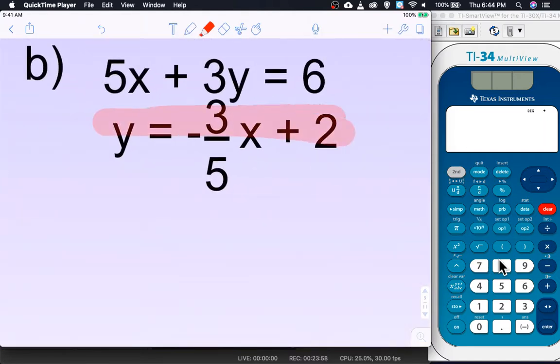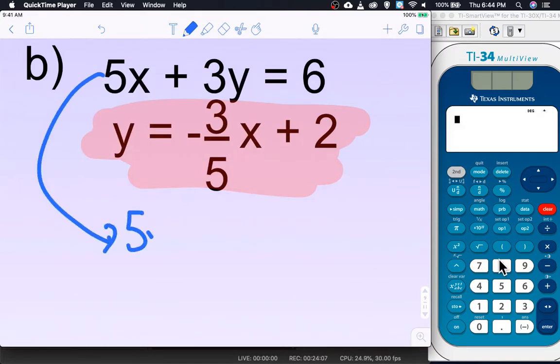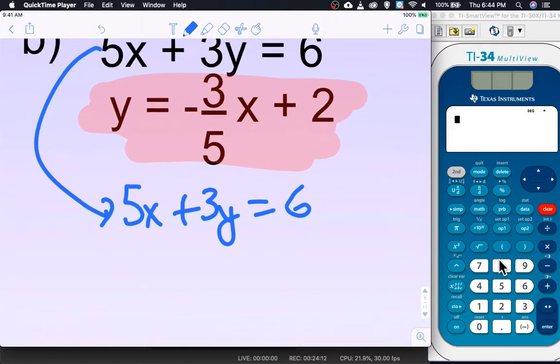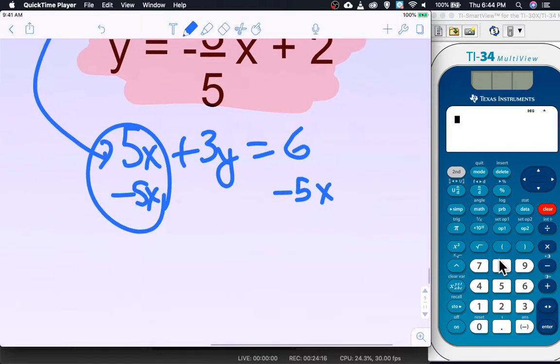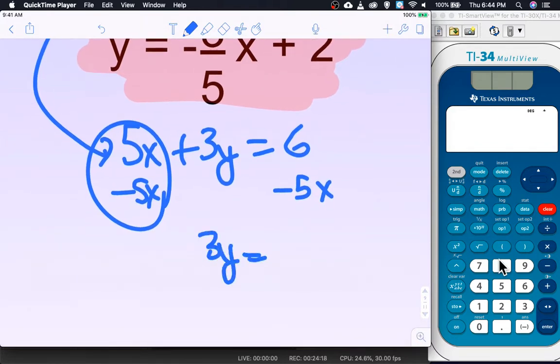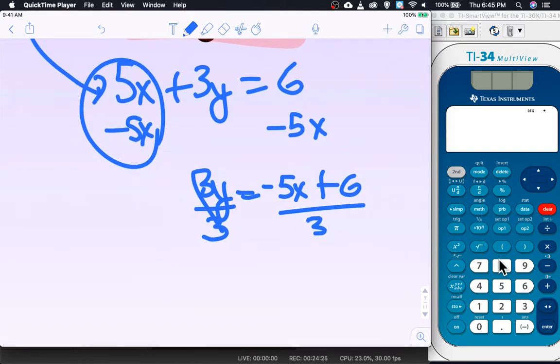This bottom equation is actually already done. It's already in slope-intercept form, so I don't have to do a thing to it. So I'm going to jump to the top equation. 5x plus 3y equals 6. I'm going to subtract 5x on both sides to cancel out that positive 5x. 3y equals negative 5x plus 6. I'm going to divide by 3 on both sides, and y equals negative 5/3 x plus 2.